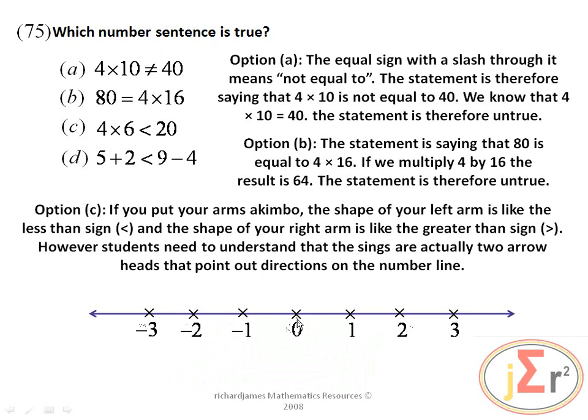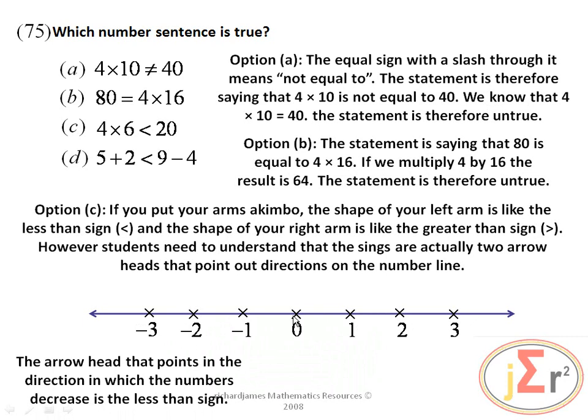So you get larger: 1, 2, 3. In that direction, you get smaller in the other direction: 3, 2, 1, 0. The arrowhead that points in the direction in which the numbers decrease is the less than sign. So the numbers decrease in this direction. See? 3, 2, 1, 0. So the arrowhead that is pointing in that direction is the less than sign.